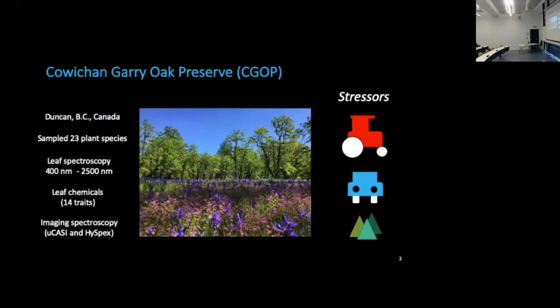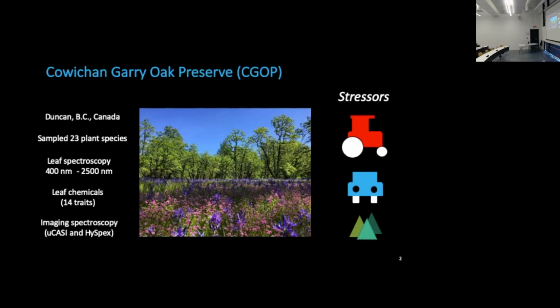Little overview of the site. We did all of our leaf spectroscopy in May 2019 during the prime bloom season for the meadows. Essentially, we collected a variety of things. We sampled 23 plant species, between 6 and 10 samples of each species, conducted leaf spectroscopy between 400 nanometers and 2500 nanometers, derived 14 leaf chemical traits. That was all done at UBC, and also collected VisNIR with the UCASI and VisSWIR imagery from drones. Thank you to Margaret and her crew for that.